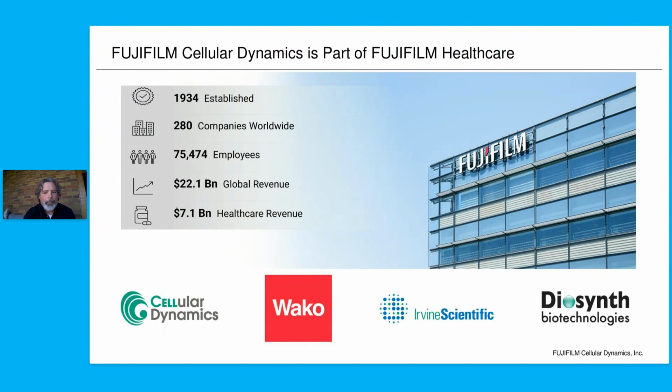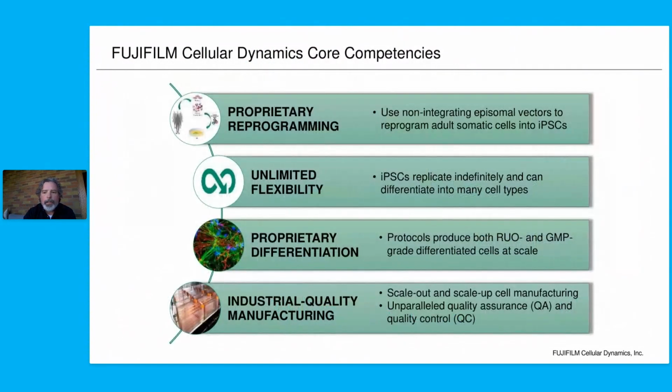The FUJIFILM Cellular Dynamics, or FCDI, is a part of this portfolio, and with it brings innovation in iPSC-based technologies, as well as industry-leading iPSC-derived cell manufacturing. FCDI has 4 core competencies that start with our proprietary reprogramming technology and licenses. And these fuel the flexibility of our platform due to the replicative ability of iPSCs to be a renewable source of starting material that can then be used and differentiated into many different cell types.